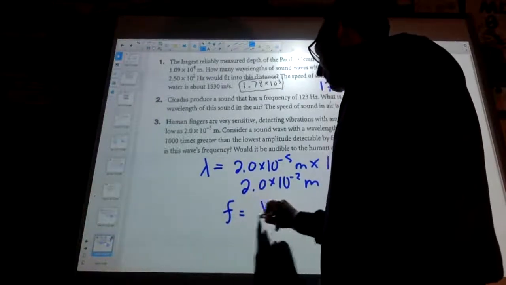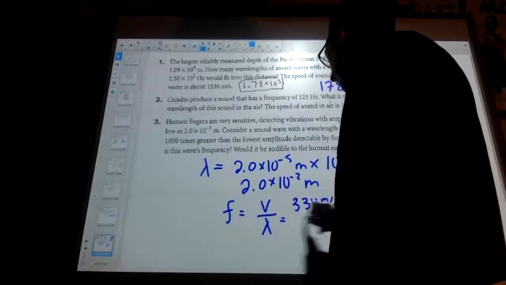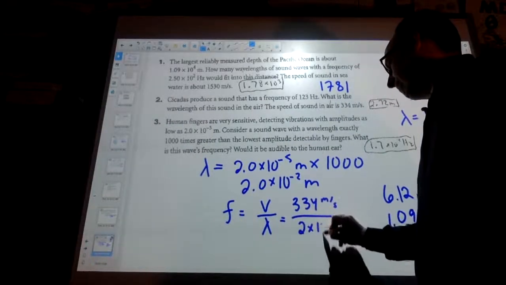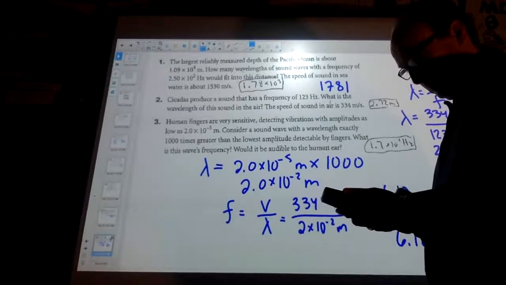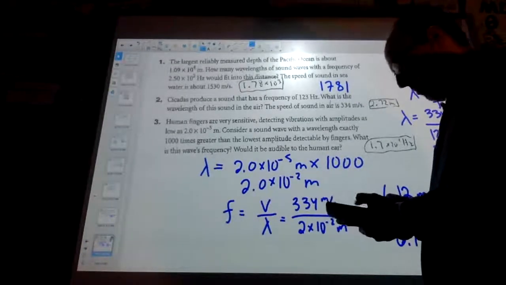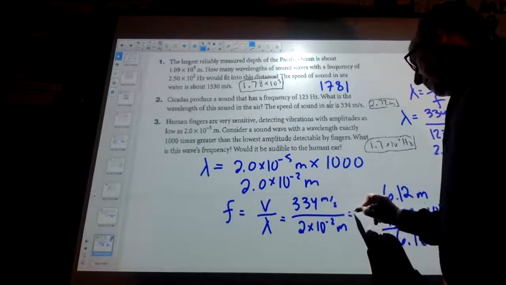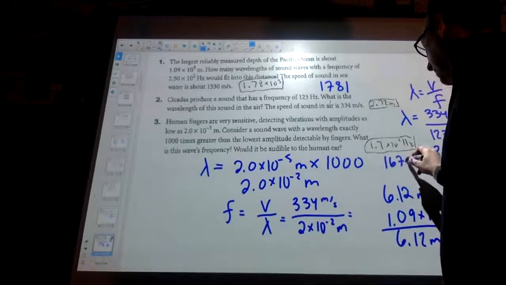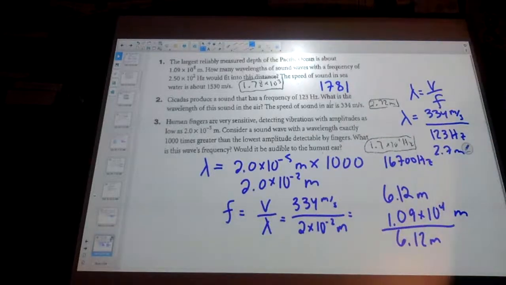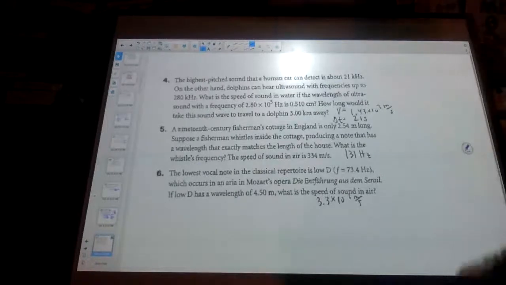My frequency is going to be equal to my velocity divided by my wavelength. I'm going to use the speed of sound from the previous problem because they don't give us one. And again, if you're not sure, you can look at our units. And I got 16,700 hertz, which would be audible, which we haven't learned yet, but that doesn't show up.